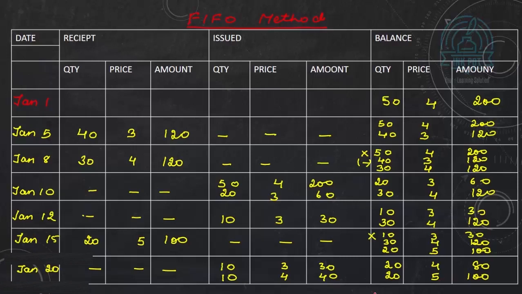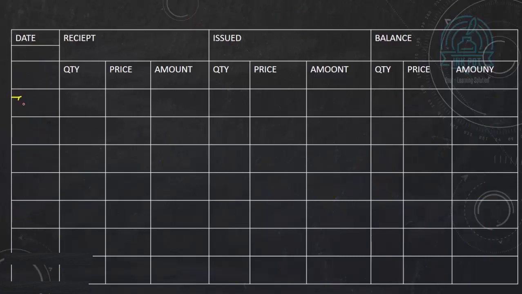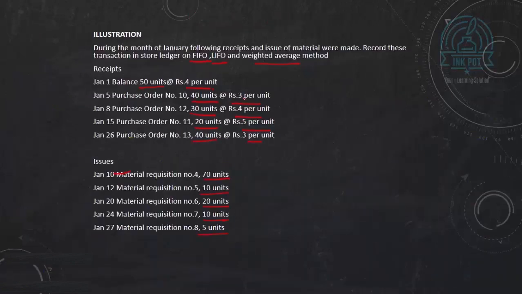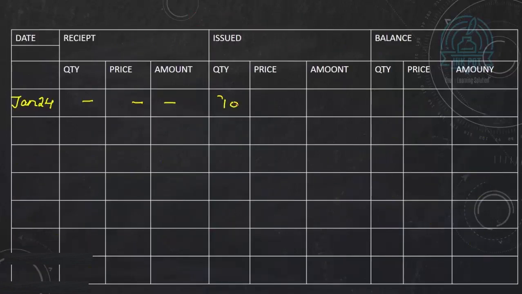Now the next entry is on Jan 24. Right. So on Jan 24, we have not received anything. We have issued how many units? I think 10 units were issued. Yes, 10 units. 10 units were issued at the rate of 4. Amount is 40. Now the balance.